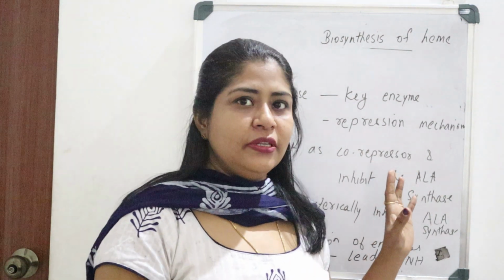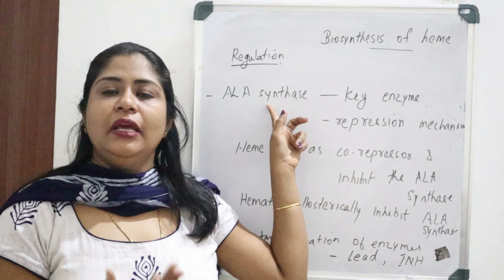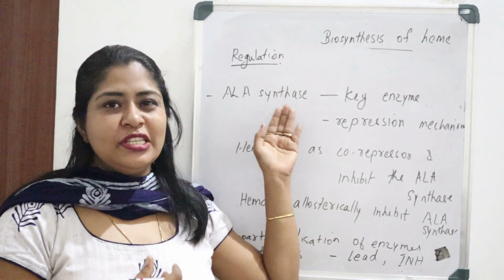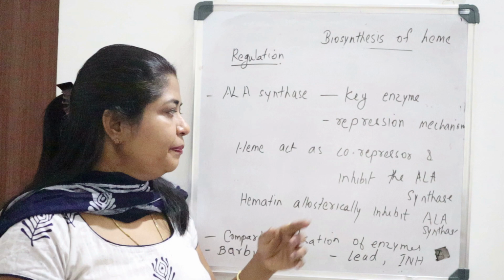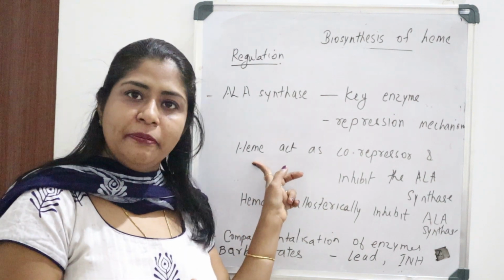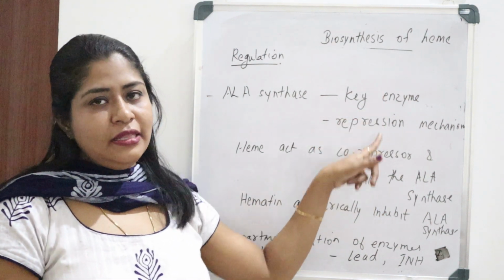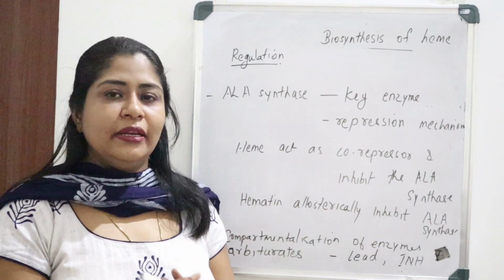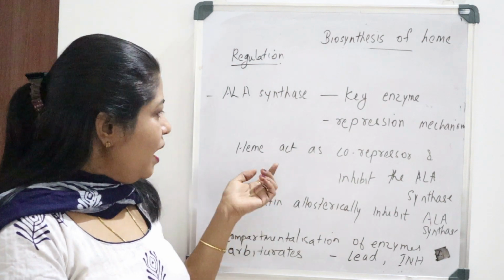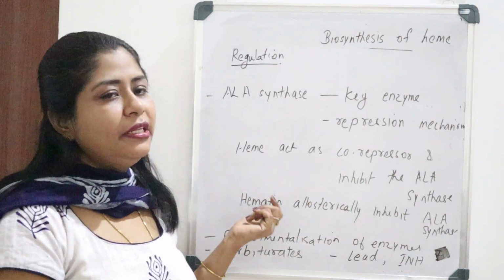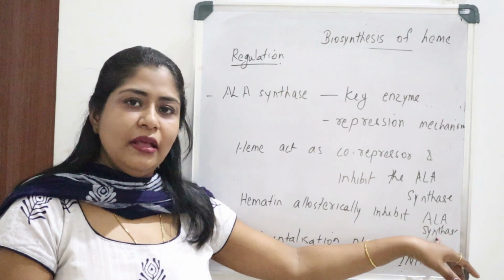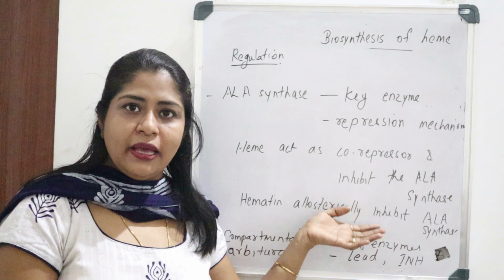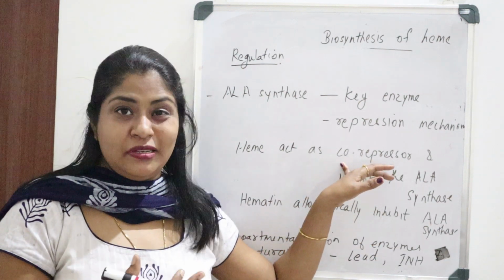So coming to this regulation, ALA synthase, that is the key regulatory enzyme and that occurs in the mitochondria. And here this regulation is by repression mechanism that I will explain to you later. And coming to this heme, that acts as the co-repressor and this will inhibit this ALA synthase. Heme co-repressor ആയിട്ട് ആക്ട് ചെയ്യുന്ന കാര്യം ഞാൻ പറയാം, ഈ ഒരു ഇത് കഴിഞ്ഞിട്ട് ഞാൻ നെക്സ്റ്റ് സ്ലൈഡിൽ പറയാം. And coming to this hematin, it also allosterically inhibits the ALA synthase. അപ്പോൾ heme and hematin will inhibit the ALA synthase. Hematin by allosteric inhibition and heme by the co-repression mechanism.